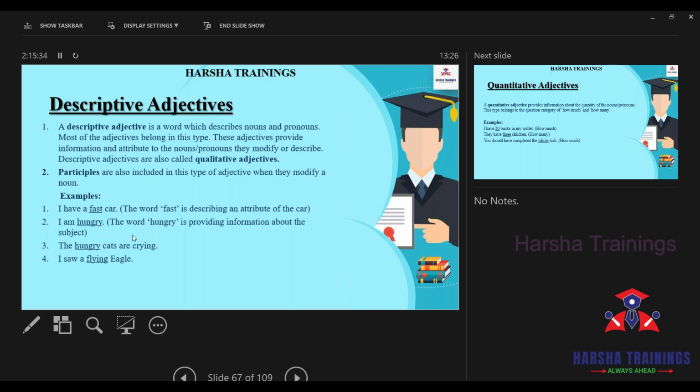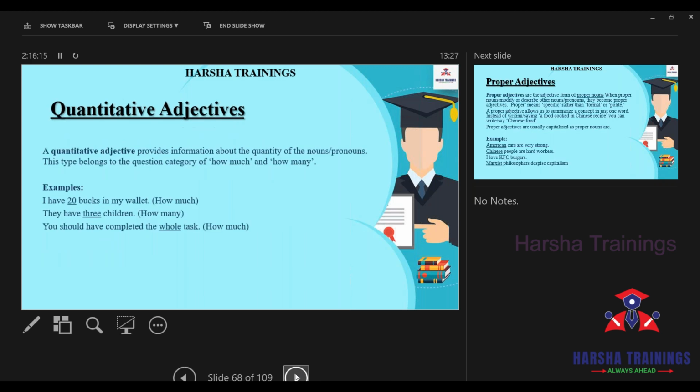So they're also called qualitative adjectives. Example, I have a fast car. What car do I have? I have a fast car. So fast is giving the quality of the car, the noun, right? So it is also called a qualitative adjective. Fast becomes the descriptive adjective. I am hungry. So it is giving some information about me, right? So it becomes the adjective here. I saw a flying eagle. What kind of eagle did I see? A flying eagle. So flying is describing. It is giving the description, quality. So it becomes the descriptive adjective.